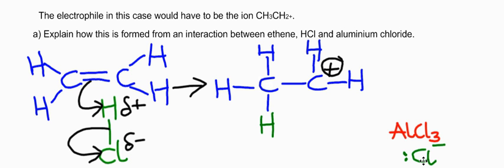So that's the first part of the question. We've used electrophilic addition to produce our electrophile. It's not a mechanism we've looked at, it's not a mechanism on our specification, but you have the ability to produce that carbocation. Now let's look at the second part of the question.